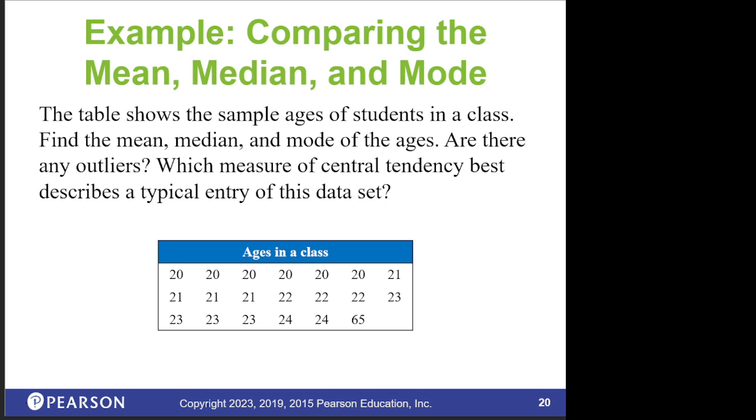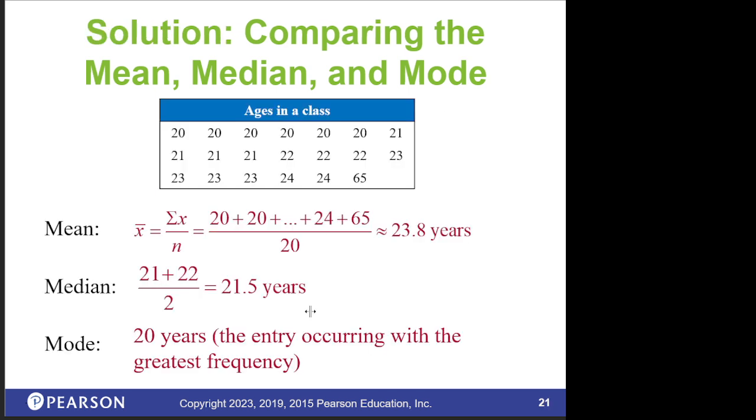So here's an example of some ages, and notice that 65 is not near the clustering of these other ages. If we calculate the mean for this data, adding up all of the individual data entries and dividing by the 20 pieces of data, the average is 23.8 years, but the median is 21.5. The most occurring entry is 20, or the mode. So we have these three descriptions, mean, median, and mode, and let's see what happens with the different pieces of data.